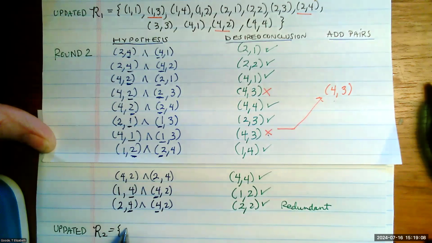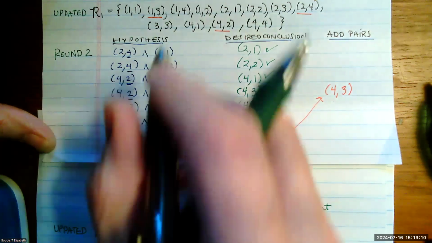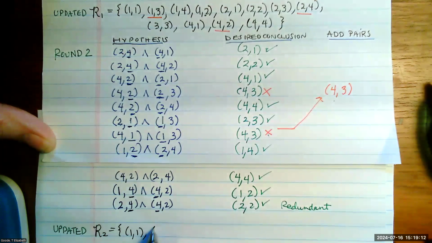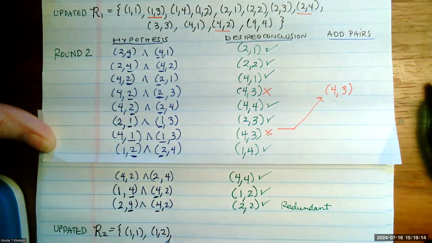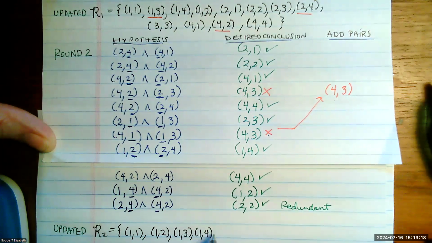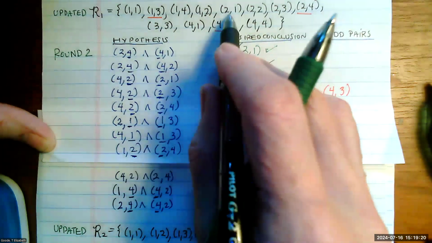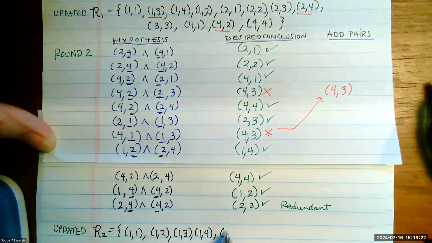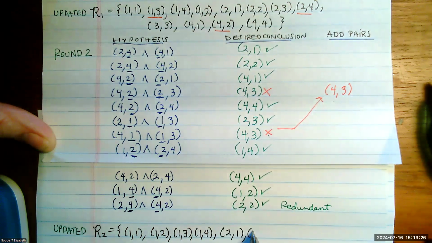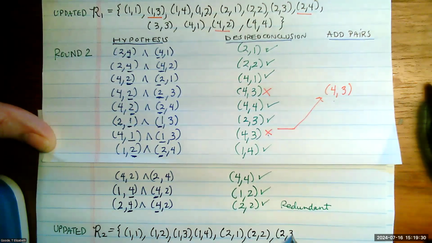I'm going to try to put these in order now. 1, 1, 1, 2, 1, 3, 1, 4. So 1 is related to everything. 2, 1, 2, 2. Well, look at that. 2, 1. Starting to kind of look like A cross A, isn't it? I think we're going to have to get all of A cross A. I don't know. We'll see.